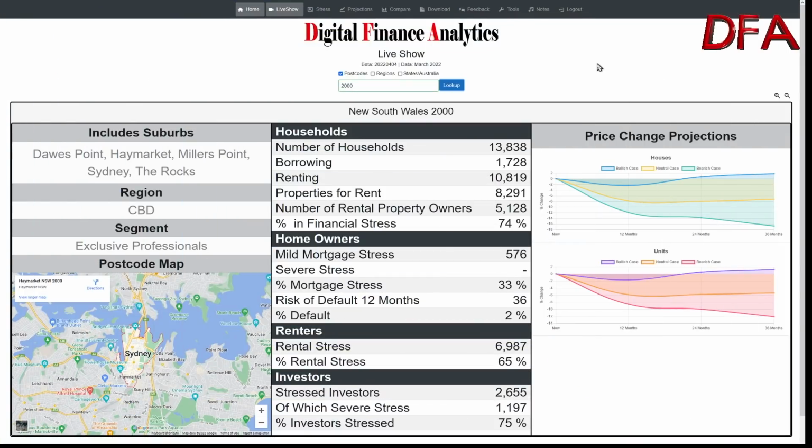Now, what I will just do is pull up the postcode engine, because, of course, I do have the postcode engine up there as well. And just so you understand how this works, I have data for every postcode in the country, well, pretty much every postcode. And so for postcode 2000, for example, I can tell you that there are 13,800 households, there are 1,700 borrowing, 10,800 renting. There's 74% of households in that postcode in financial stress, of which 33% are in mortgage stress, 65% are in rental stress, 75% are investor stress, so the investors are really finding it pretty tough at the moment.